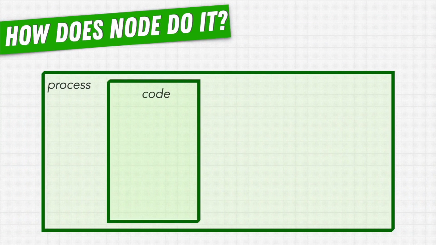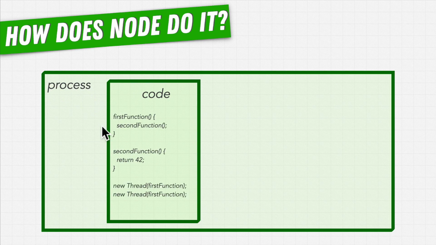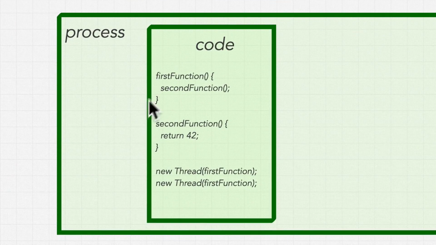We start from processes. What happens when you run a process on your machine? Anything like the Chrome browser or the Node process. Well, processes are containers containing your code, which lives in the memory of that process. So we might have some code with a few functions, like a first function that calls this second function, and the second function just returns the number 42.